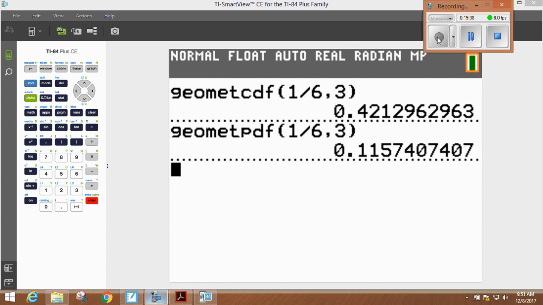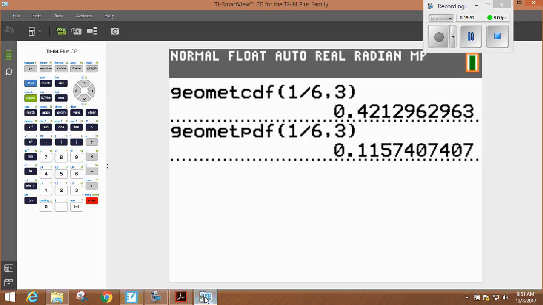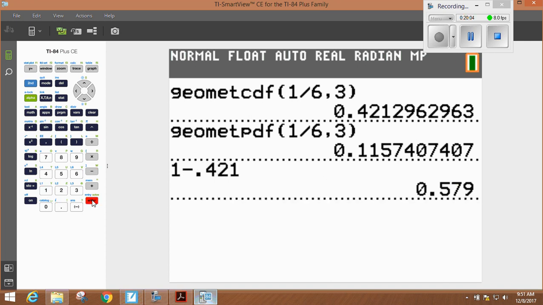Okay, so 1 minus 0.42. And there it is, 0.57.